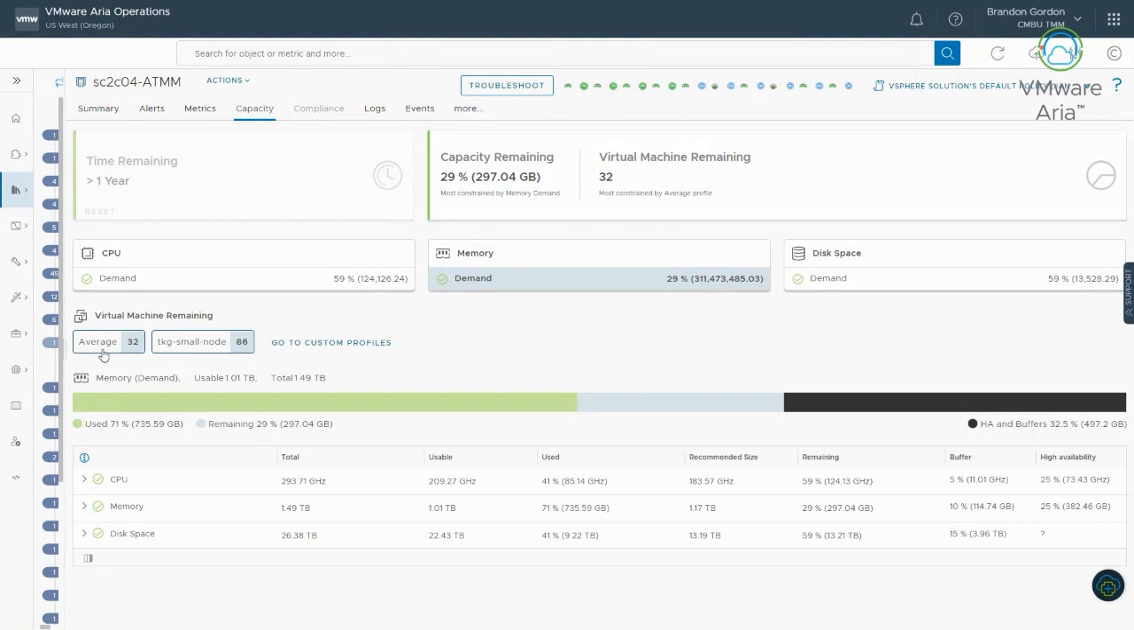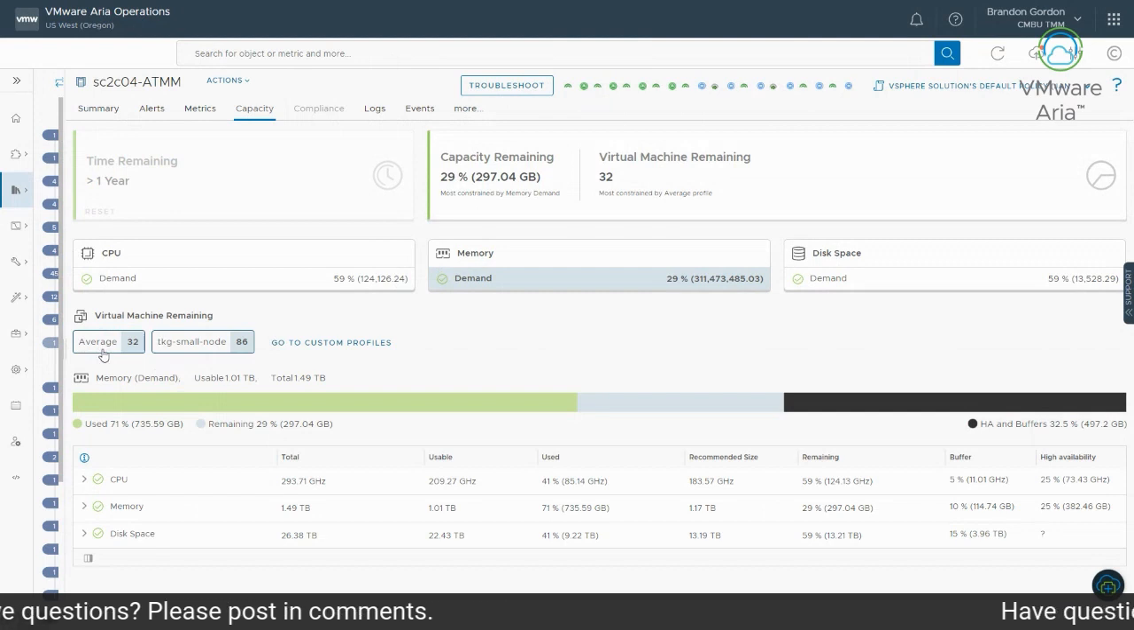So I think it makes it a lot easier to understand the capacity when you're looking at it from, I can fit 32 more virtual machines in there, and I don't have to go and do the math and say, these virtual machines are this size or use this much resources. It automatically figures that out for me.